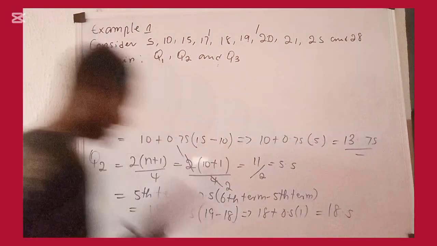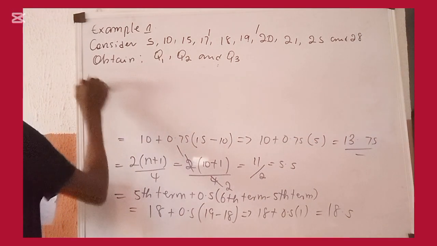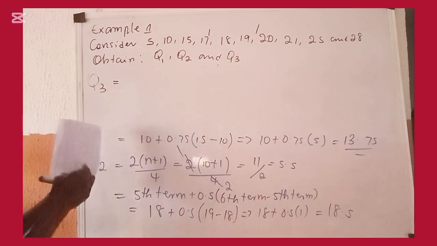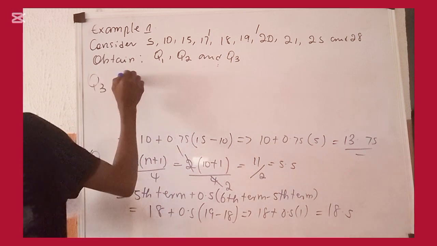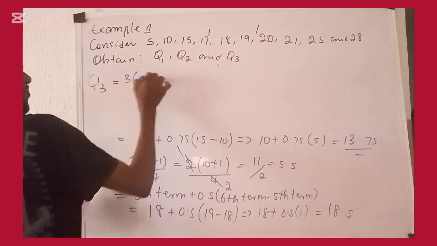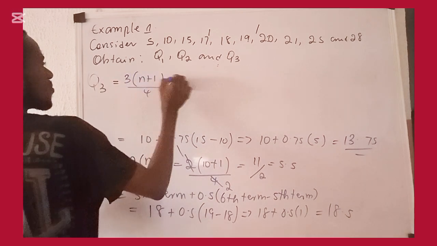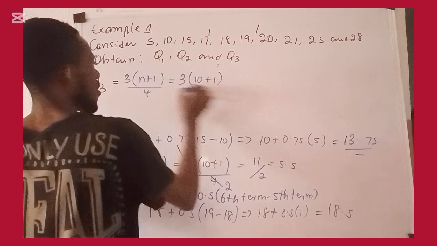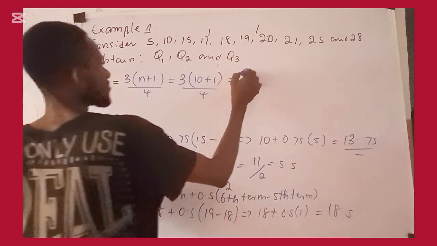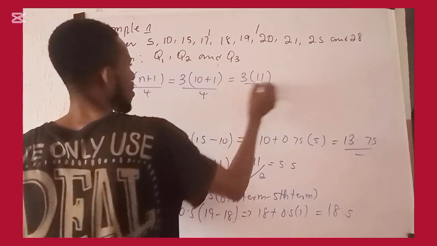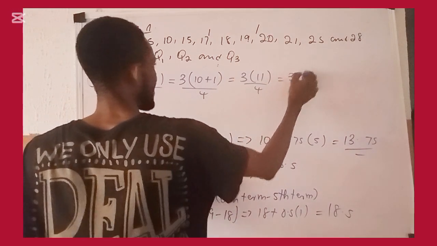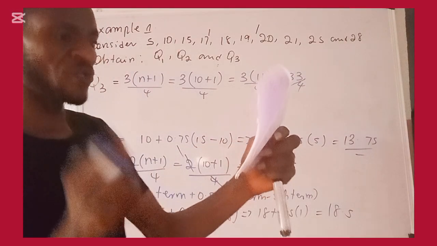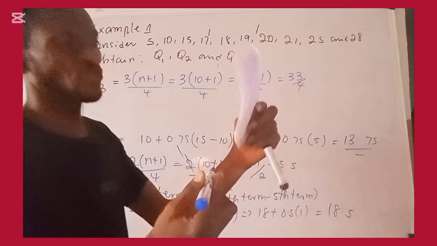So when we talk about our Q3 now, Q3 is going to be 3 into n plus 1 all over 4, which becomes 3 into 10 plus 1 all over 4. This becomes 3 into 11 all over 4, which is 33 all over 4. If you check, 33 divided by 4 is 8.25.